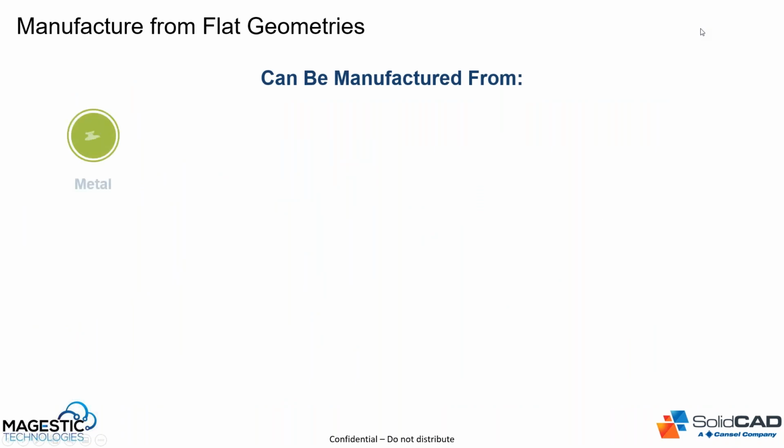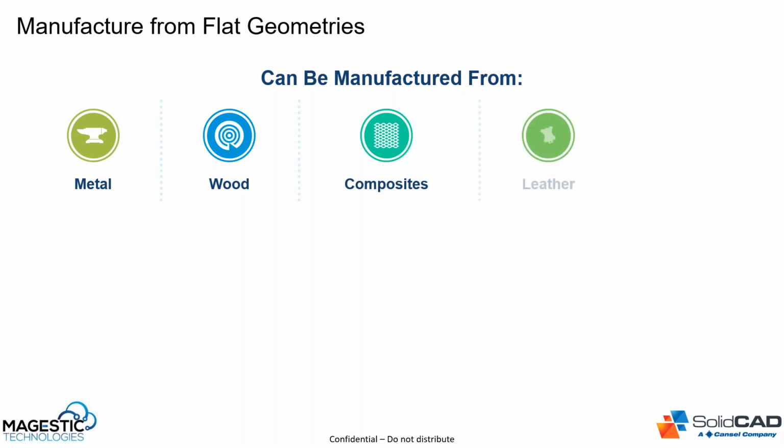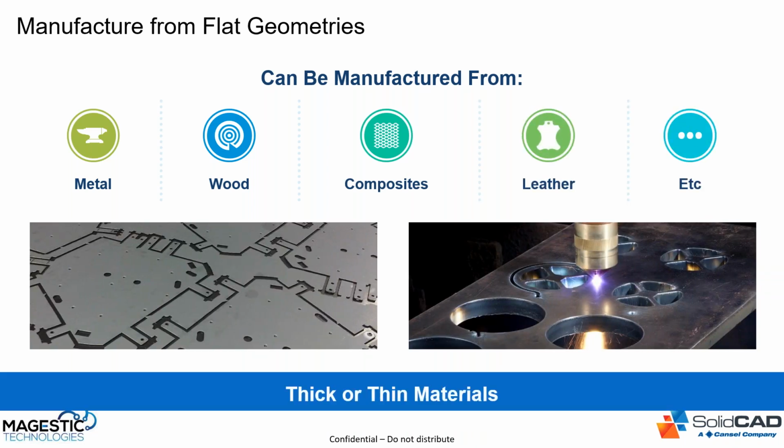A little bit about the materials. Generally, we can cut any material, specifically all kinds of metals, whether they're thick or thin, any kind of wood, composites, leather, foams, plastics, really any 2.5D cutting process. We can certainly support those kinds of materials and machines that you have.